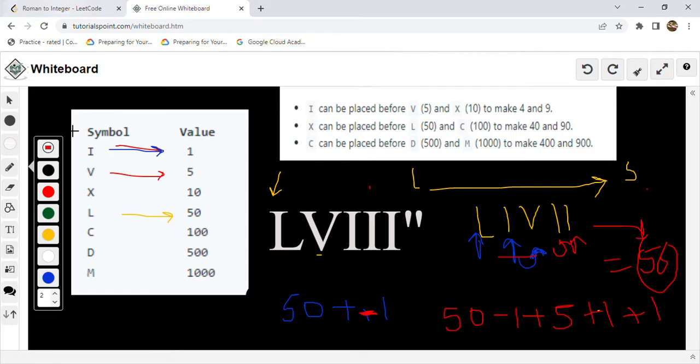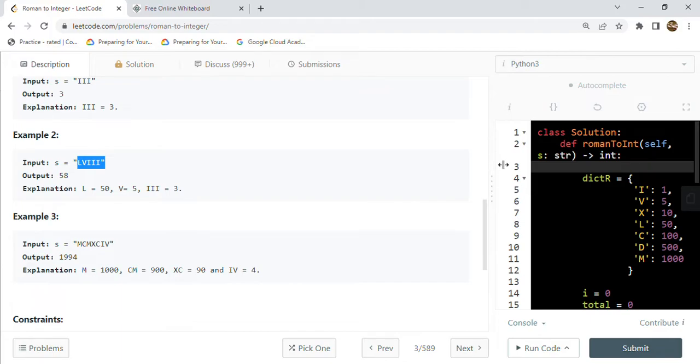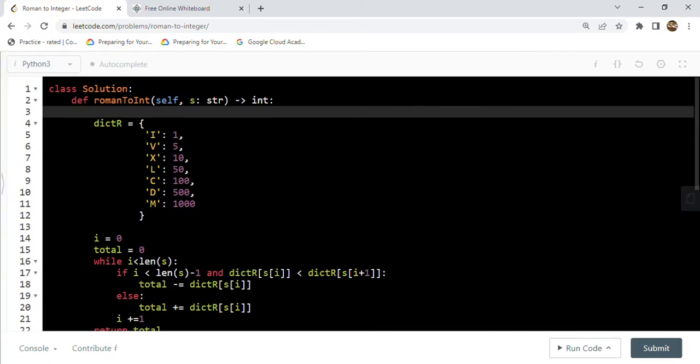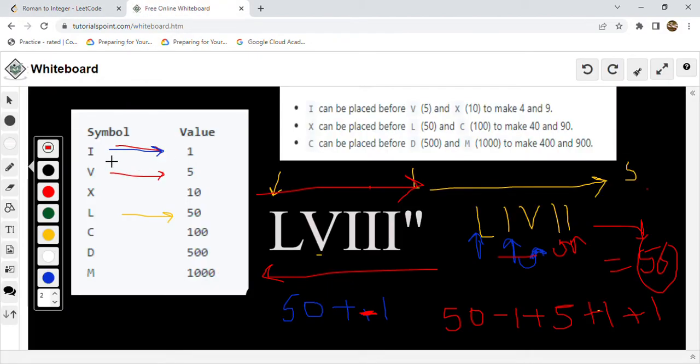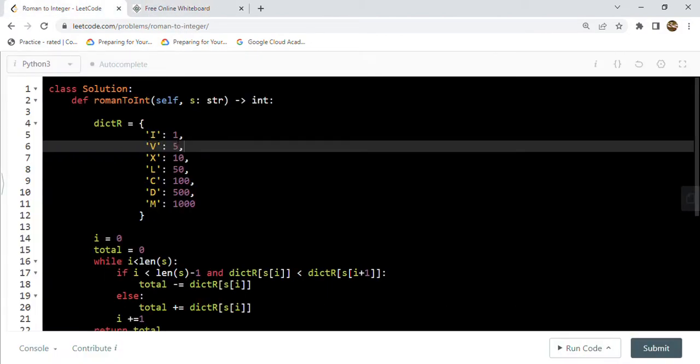So let's check. We can go from the 0th index to the last index, and we can also traverse backward. Okay, so I have solved it in both ways. Let's check out the solution in Python. First, I have defined the dictionary for all the symbols and their values. So I is 1, V is 5, X is 10.